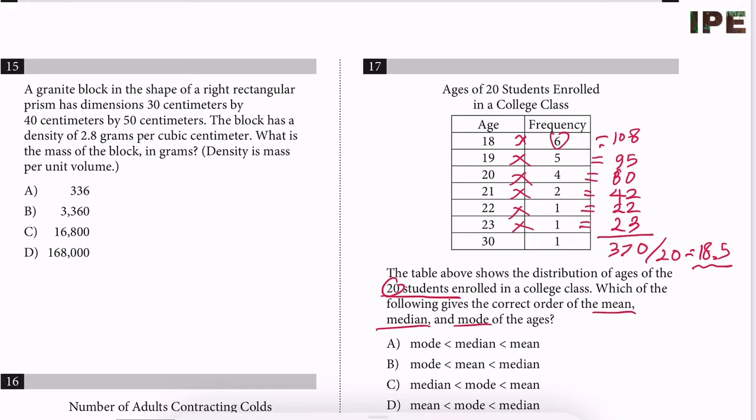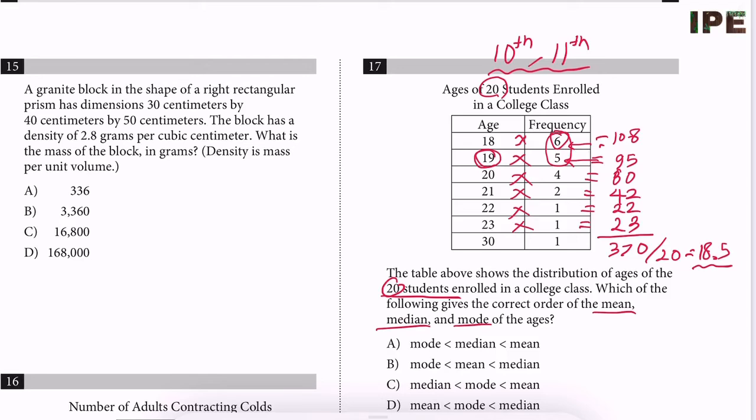What is the median? How many numbers in total? 20 numbers, right? 20 students. So the 10th and 11th, those 2 numbers, give the median age. So where are the 10th and 11th? 6 people are 18 years old. 5 people are 19 years old. So it's already summed to 11, right? The 10th and 11th ages are 19. So the median is 19.